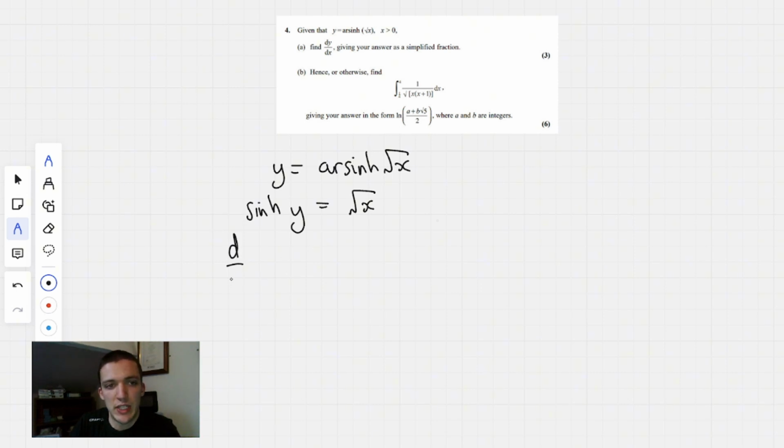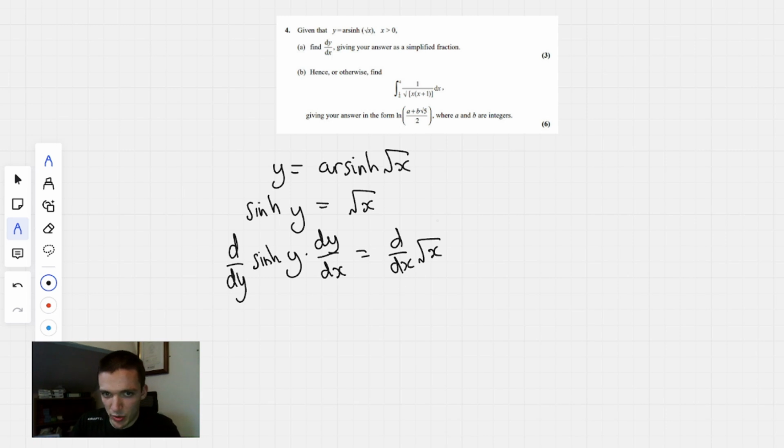Therefore, I'm going to do d by d. Well, I would do d by dx, but sinh y is actually a function of y, and so I'm going to say d by dy of sinh y multiplied by dy by dx. That's going to be the d by dx of root x.